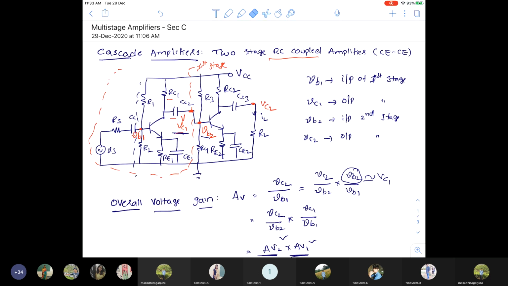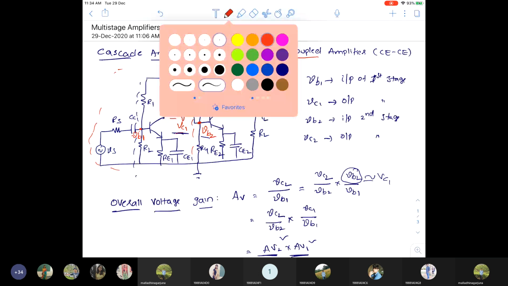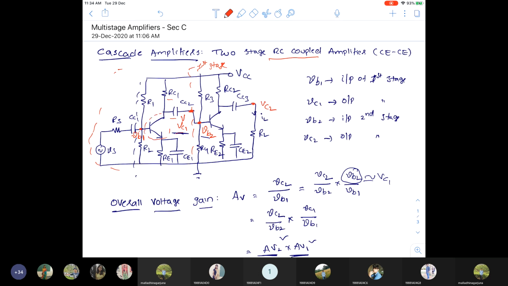So here this is the transistor: base, emitter, collector. For the base terminal there are two resistors, R1 and R2, and for the collector there is one resistor. All the capacitors will be replaced by short circuits, and the short circuit in parallel with RE makes it 0. So there is no emitter resistor.